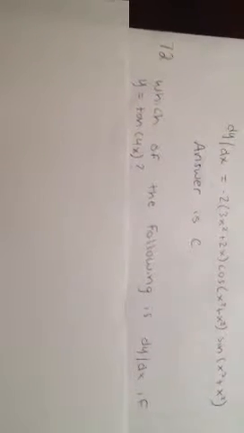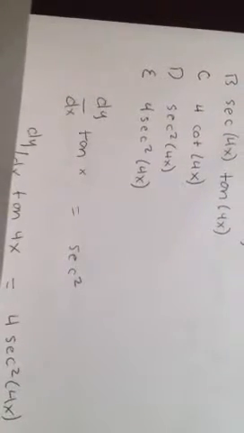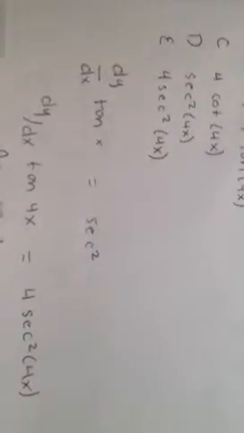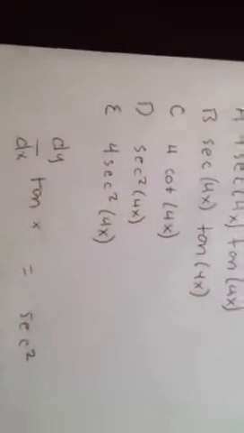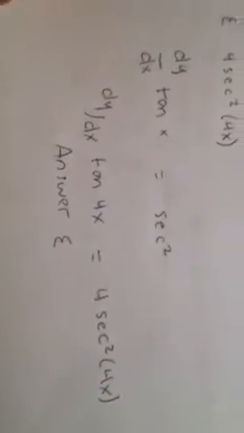And then the next problem is which of the following is dy/dx of y equals tangent of 4x. And this one's much simpler. All you really gotta do is take dy/dx of tangent x, which is secant squared, and then you gotta take the derivative of the inside, which is 4x, and put it out front of the secant squared, which would be 4, and that is answer E, which is right there. And that is just a much simpler version of the chain rule.